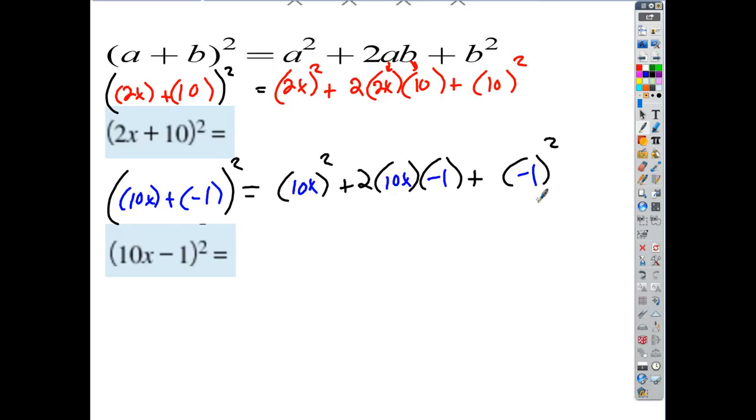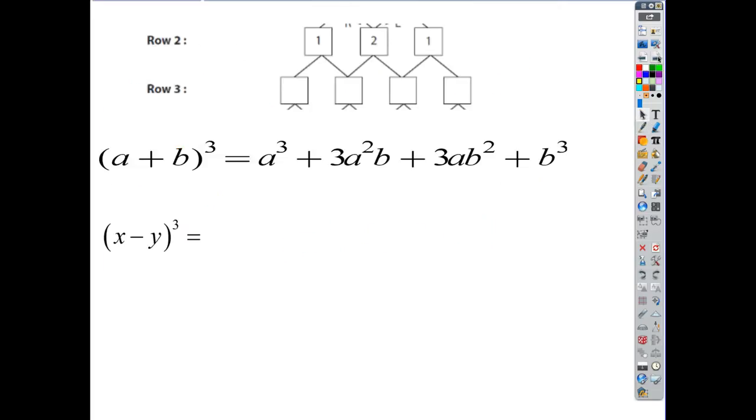So if I simplify that, what is the quantity 10x squared? Okay, I get 10 squared, which is 100, times x squared, good. 2 times 10x is 20x, times negative 1 is negative 20x, and then negative 1 squared is 1. Done. Okay. If I want to do, what about the cubes? Well, if we fill out this next row, it was 1, 3, 3, 1. So there's my 1, 3, 3, 1, right?